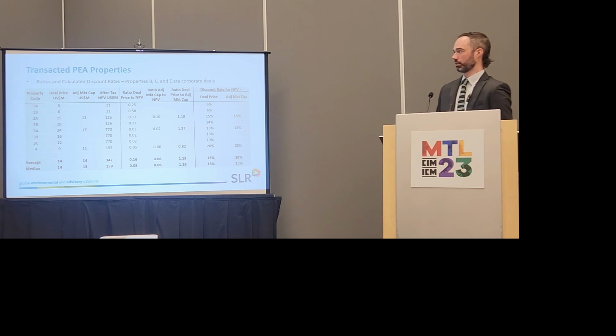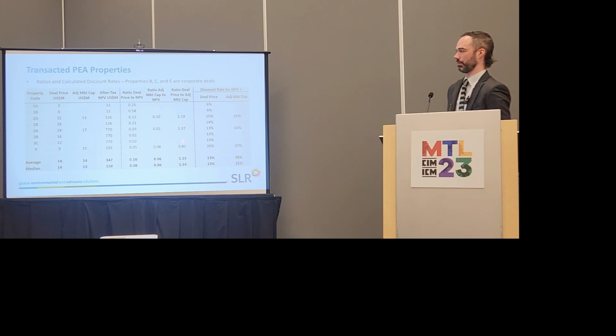So what does the analysis look like? For transacted PEAs for copper, we start with the deal price. We have an adjusted market cap value. For some of these, the deals were within private entities, so you wouldn't have an adjusted market cap for those. We look at the after-tax NPV of the properties, and then we look at the ratios of the deal price to the NPV. And then we come up with some additional ratios for the adjusted market cap to the NPV. And so that's how we get those 2 columns.